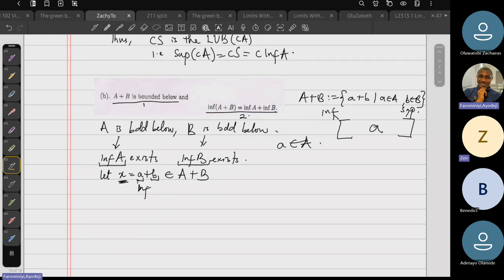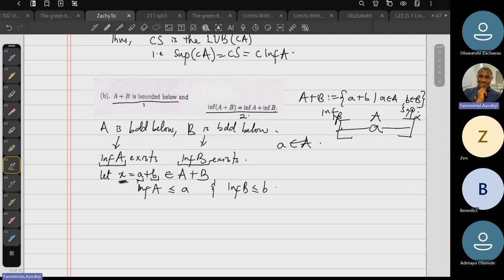So always remember the picture. This is A. The infimum is here, the supremum is here. Always remember that picture. So the infimum of A is less than or equal to A, and similarly, the infimum of B is less than or equal to B. Those are definitions. And like I said, we are playing with definitions and properties of real numbers.